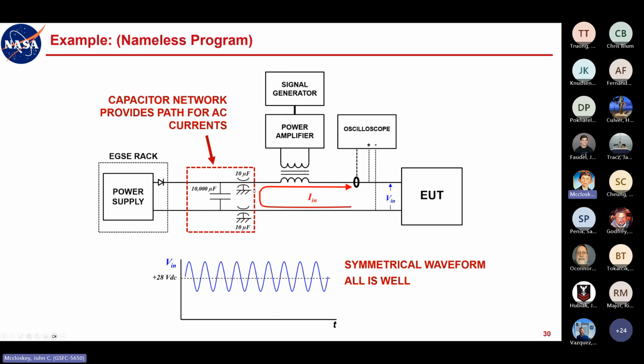that capacitor network provides a path for AC currents, right? So that's one of the benefits there, is that with that capacitor network there, on the negative part of the cycle, that current can flow freely. You have a symmetric waveform and all as well. Okay, I believe that, yeah, that's the last chart. Anybody have any questions on that?